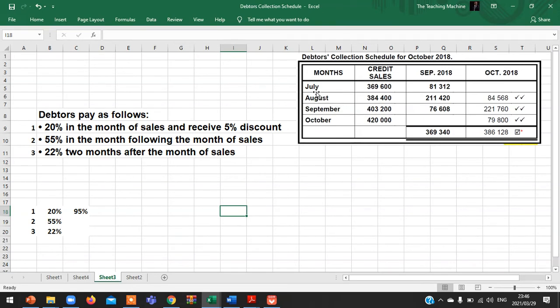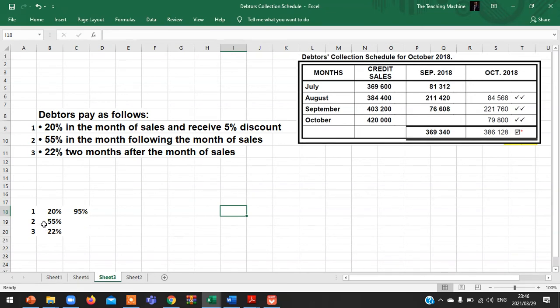And then from July to September, it's 3 months. Your 3 says collect 22%. So when you say 369,600 multiplied by 22%, it will give you 81,312. All right. From July to October, it's 4 months, and then we don't have 4 here. All right. From August to September, it's 2 months.